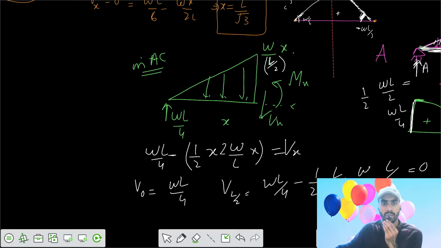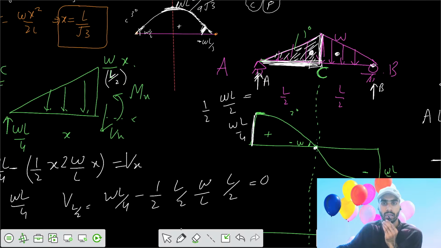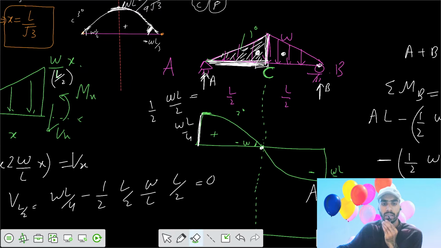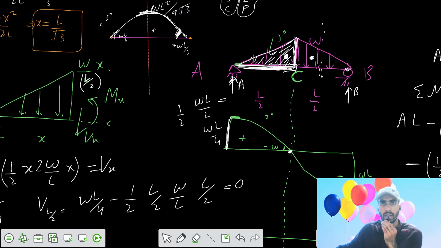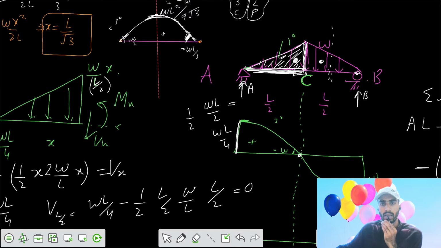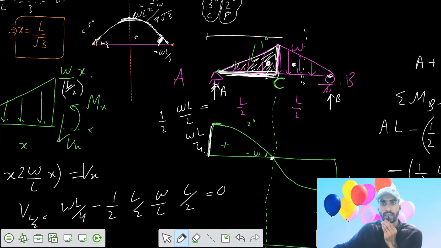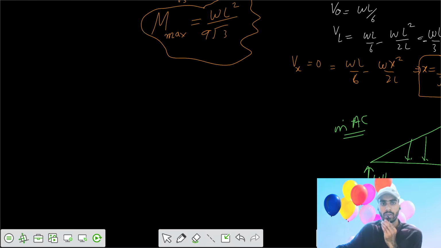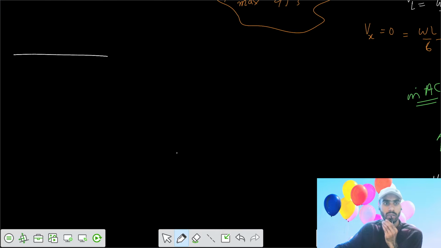Similarly, for the next part, for the part CB, we want to cut a section at X. Let's take the section X. Let's make the problem more difficult so that you can grab all your shear force and bending moment diagrams. Let's cut a section at X from A. We want to check the value of shear force. Say your shear force diagram is like that, loading diagram is like this, and here the value of shear force is something.